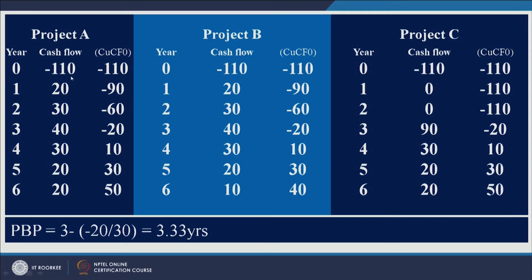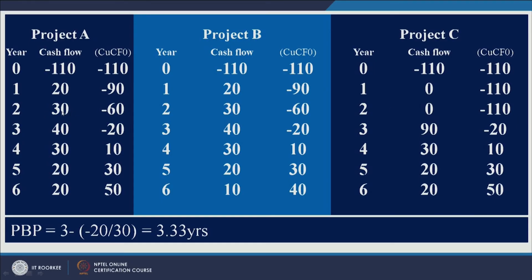Yeah, project A is better when you compare A and C, right? Why is A better? Because here your revenue is 20, here it is 0. So you can reinvest this 20 lakh and you can get interest for this year as well as for this year, right? So 20 lakh interest can be obtained in these 2 years.